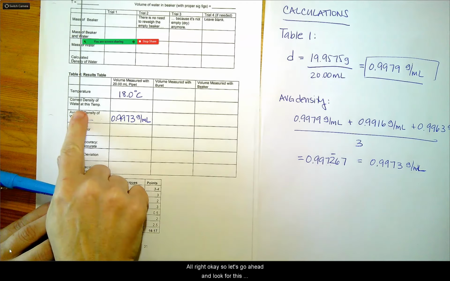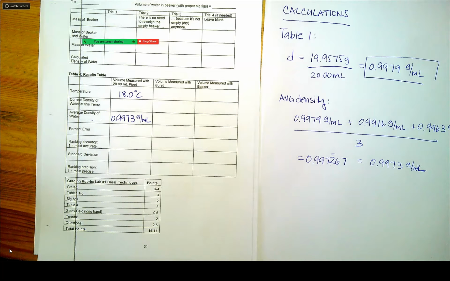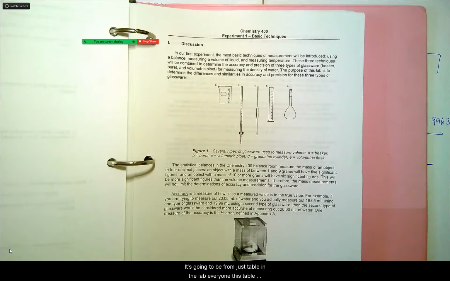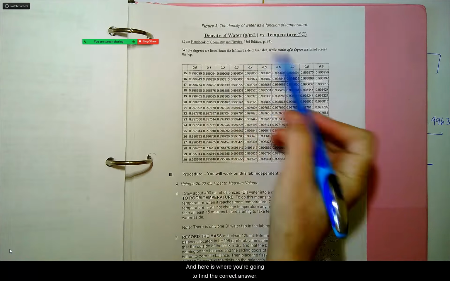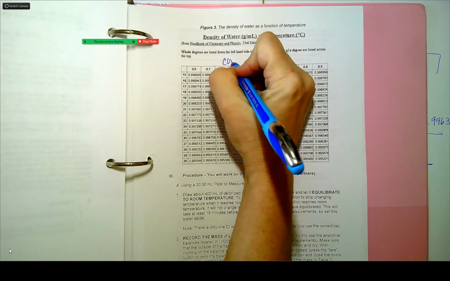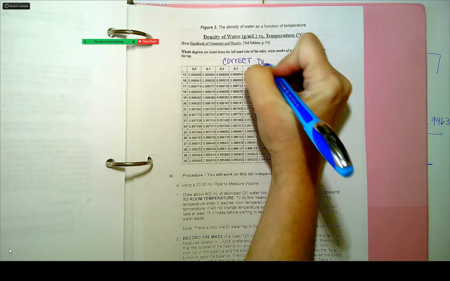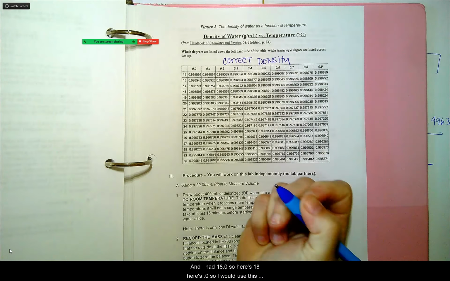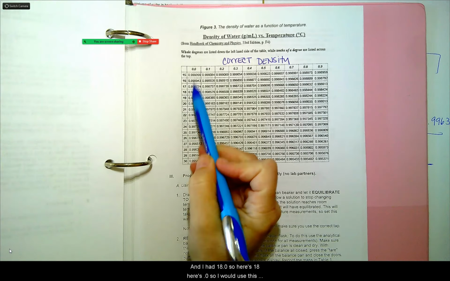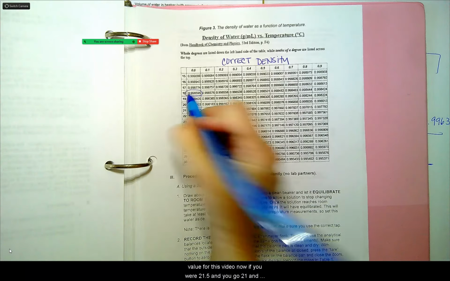All right, so let's go ahead and look for this correct density. It's going to be from this table in the lab. So let me show everyone this table. So here's the lab that we're using. And here is where you're going to find the correct density. And I had 18.0, so here's 18, here's 0.0. So I would use this value for this video.